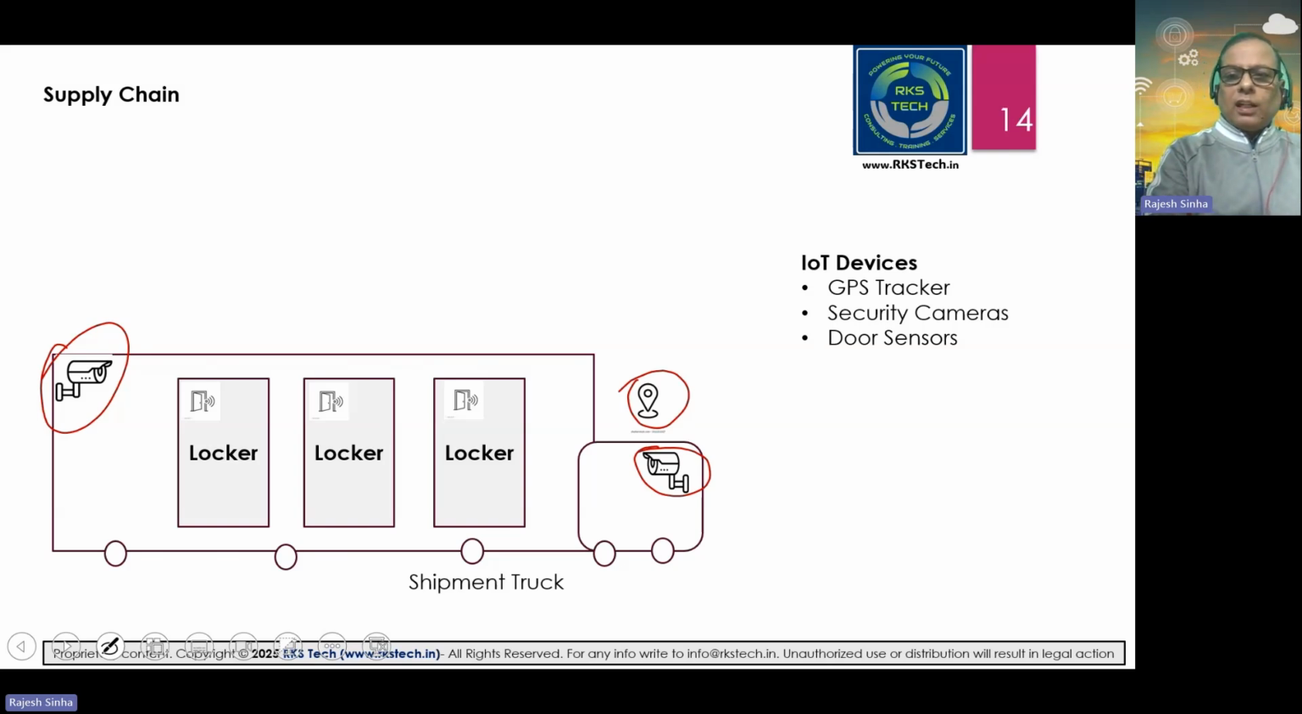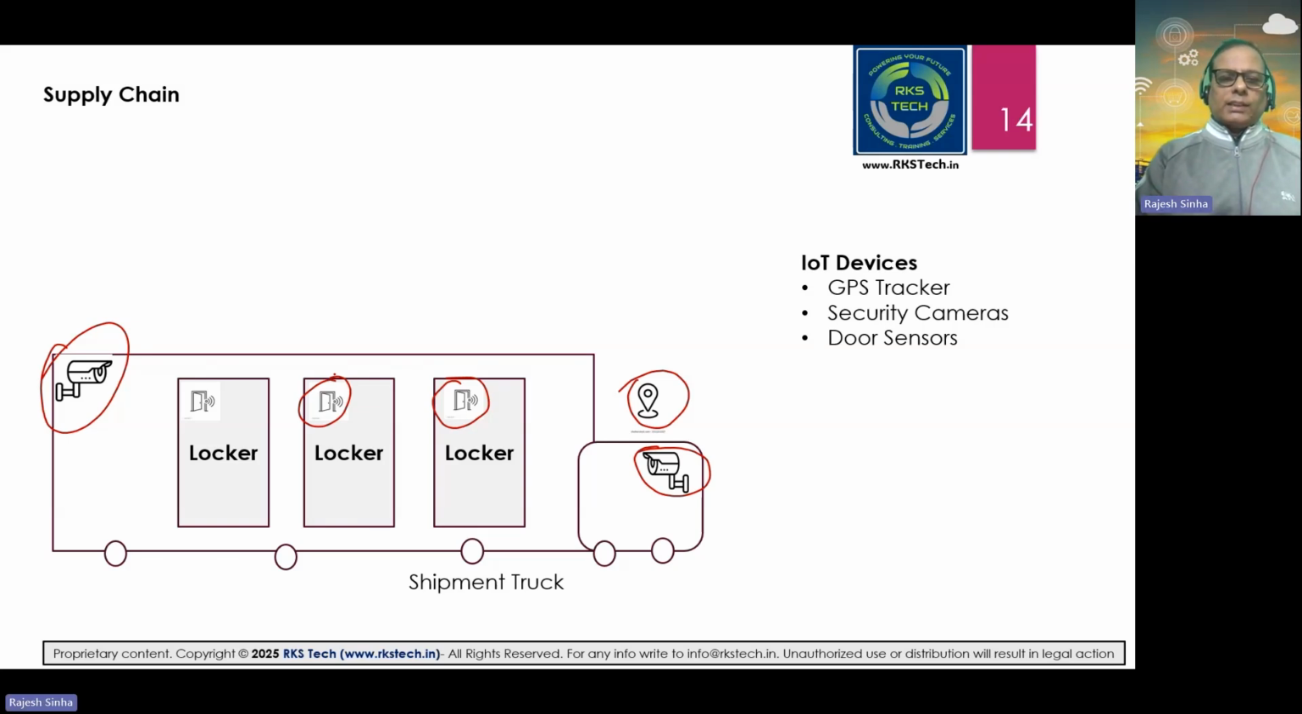And then there are door sensors. These are remote controlled doors. The staff in the truck or the driver cannot open these lockers. These lockers will be opened only by the respective authority from remote. When the truck reaches the destination, the authority sitting in the remote location will trigger the command to open the door of the locker. So in this example, we have just taken a few sensors, but actually there can be many more sensors for monitoring different kinds of parameters.